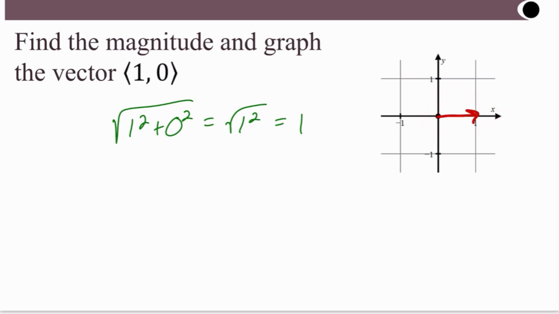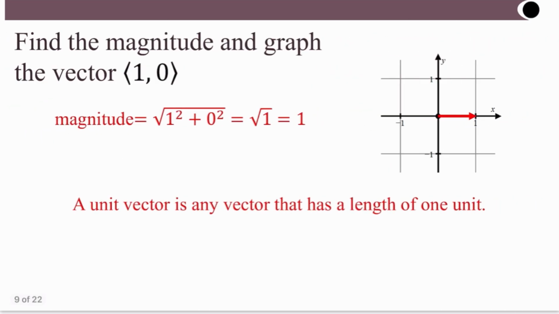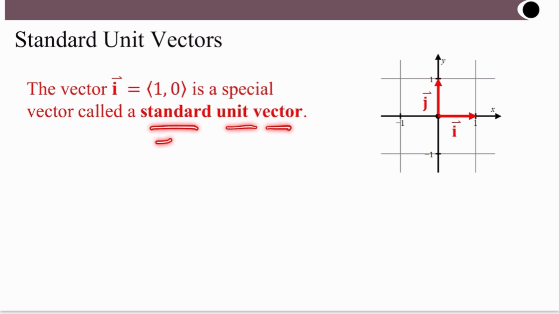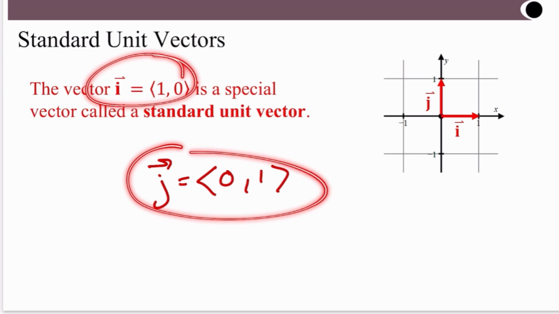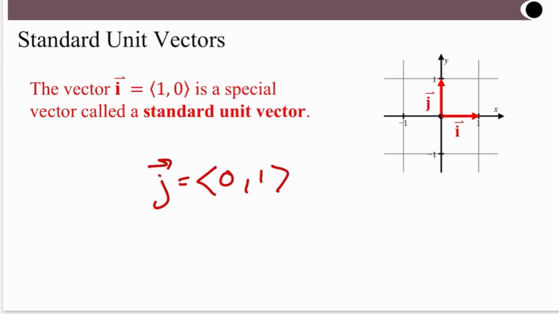This particular vector is a very special vector. It's called the standard unit vector, and its name is vector i. You see it here in the picture. Also in the picture, you see another special standard unit vector, vector j. The component form of vector j is <0, 1>. These unit vectors become very useful because you can write any vector as a multiple of these standard unit vectors, and we're going to do that today.